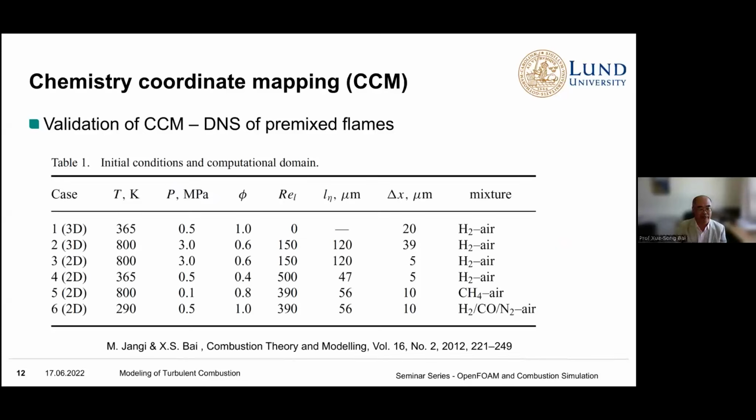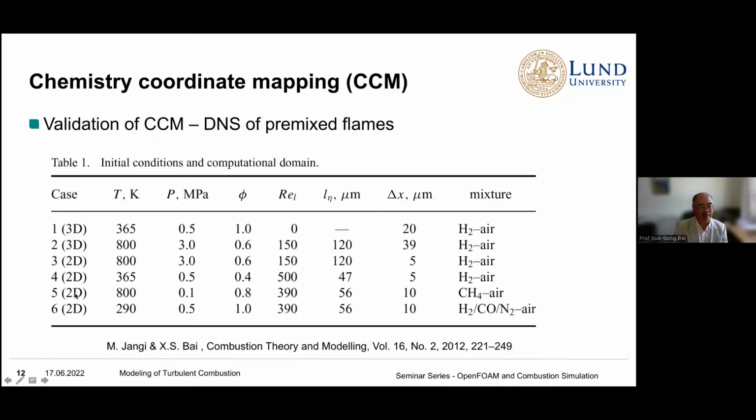I'm going to talk about that later. So we test the CCM method using DNS, okay? Because here we don't have a modeling issue. CCM is just an integration of chemistry. So this gives us a cleaner case to compare.